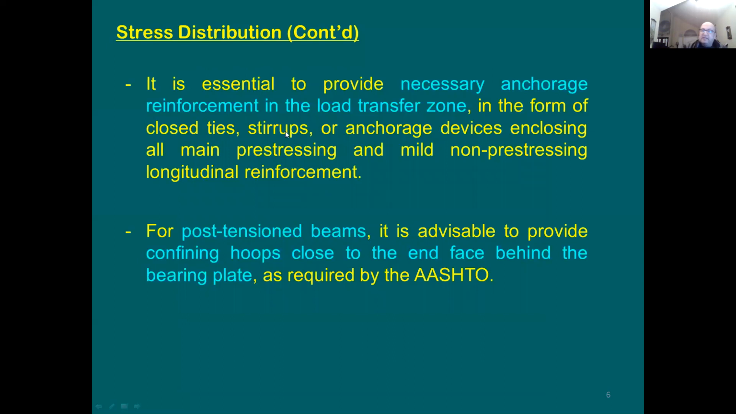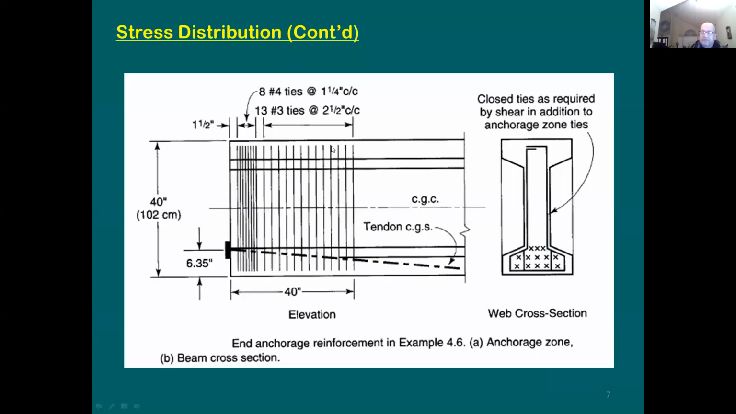As it says here, it is important to provide the anchorage reinforcement in the load transfer zone. And you can do here closed ties, stirrups, or an anchorage device. The anchorage device, sometimes it's going to include some rebars around it. For post-tension, it would be good if you can also provide hoops and ties very close to the face behind the bearing plate. It's going to be a little bit different from the way that you reinforce the pre-tension beams. Here's a picture.